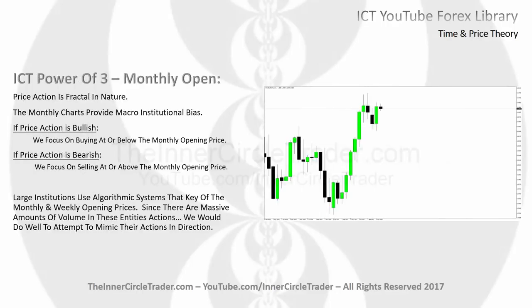Okay, ICT Power 3 and the monthly open. Now, price action is fractal in nature. That means everything that you can see in terms of a price pattern on a 1-minute chart, on a 5-minute chart, can be seen on a monthly chart or weekly, any time frame, any interval of time measurement that plots price. The fact that we can see a pattern on any specific time frame, price action has a generic characteristic to it. So whatever we see in one time frame could be easily replicated and seen on a lower time frame or a higher time frame.